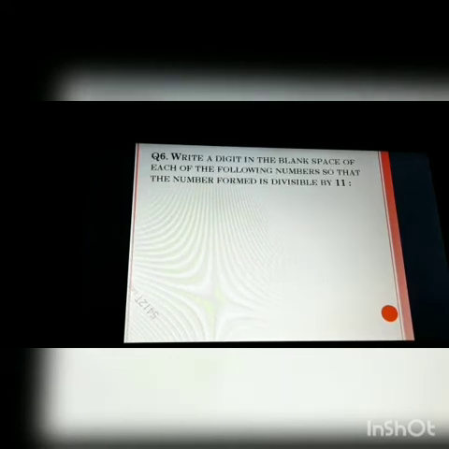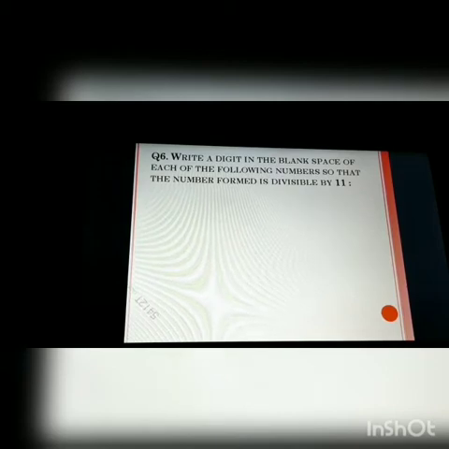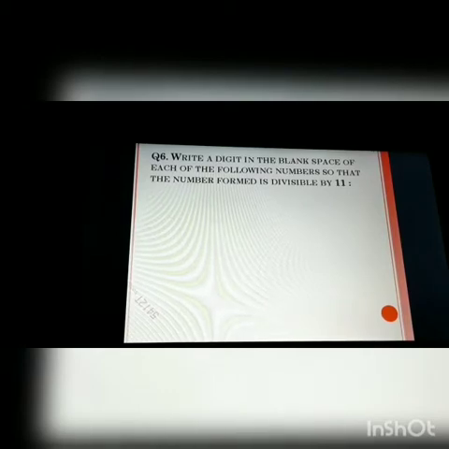Now we have question number 6. Write a digit in the blank space of each of the following numbers so that the number formed is divisible by 11. Again the same type of question, but the difference is that earlier we were checking the condition for 3, now we need to check for 11. These are the two parts. 9, 2, then blank, 3, 8, 9. For the second part, 8, blank, 9, 4, 8, 4.